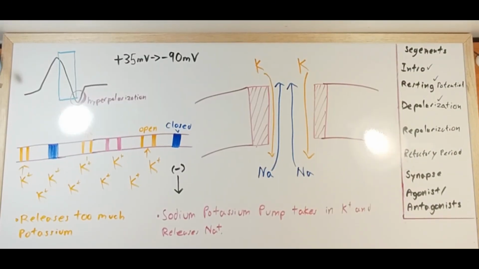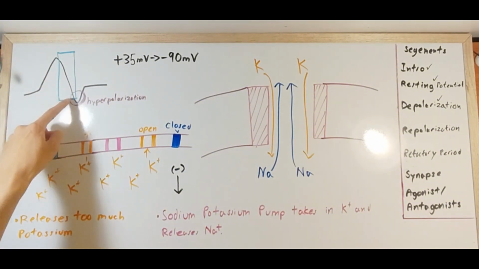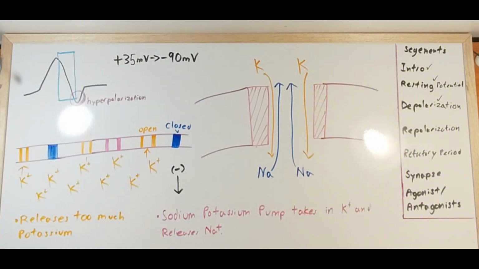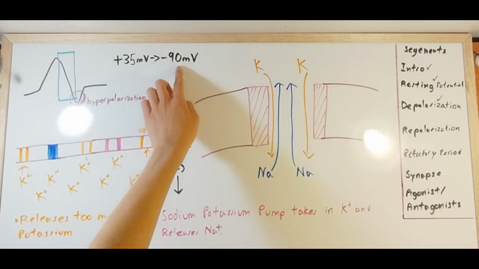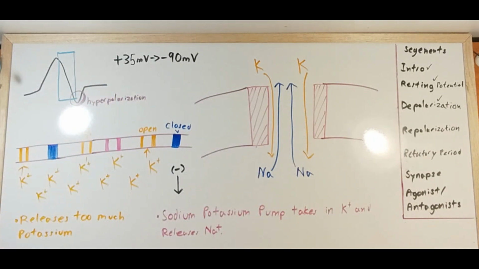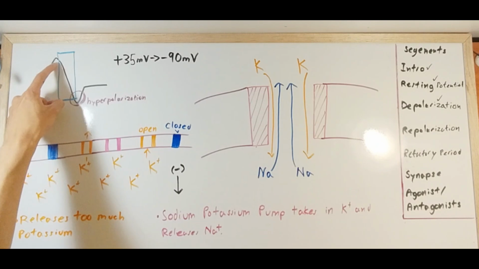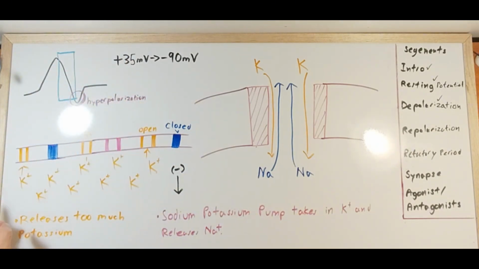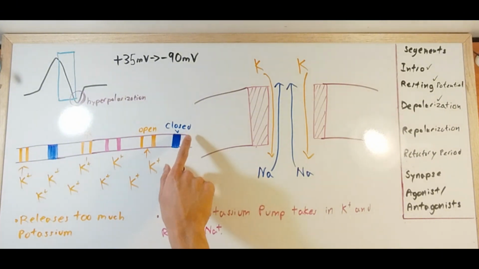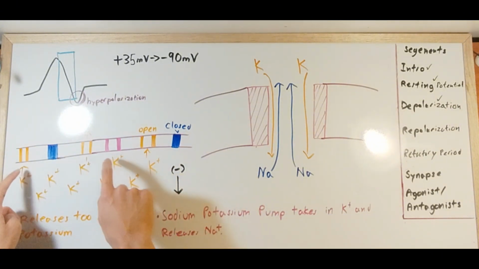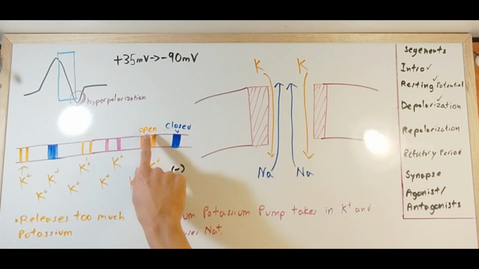So repolarization is the downward curve of the action potential graph, and it's when the voltage goes from positive 30 millivolts down to negative 90 millivolts, and it's actually lower after repolarization compared to the resting potential because of hyperpolarization. So at the peak of our action potential, at 30 millivolts, the sodium voltage gated channels from depolarization are going to start to close, and then the potassium voltage gated channels are going to start to open now.